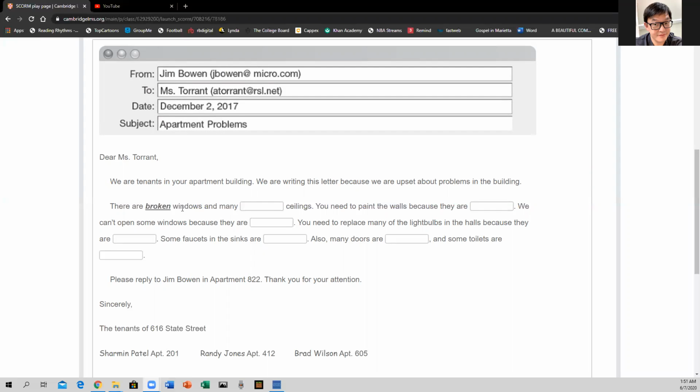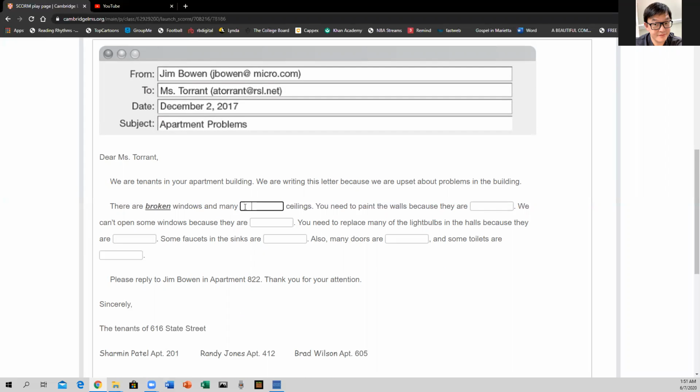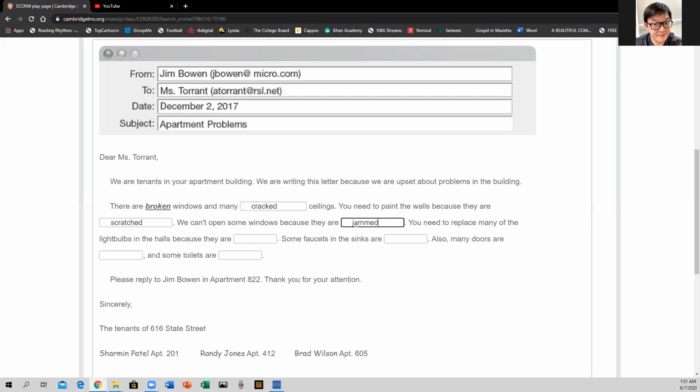There are broken windows and many what? And many, I think it's cracked. If not, let's just change later, okay? Don't worry about it. We have and many cracked ceilings. You need to paint the walls because they are scratched, right? Scratched. We can't open some windows because they are jammed. Okay, this is a good point, good word. You need to replace many of the light bulbs in the halls because they are burned out.